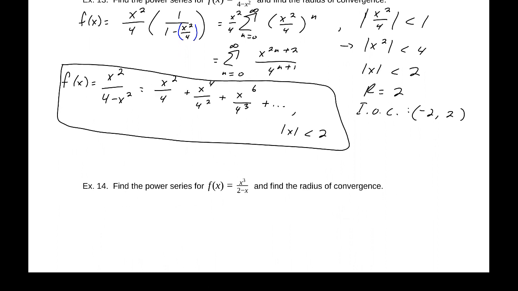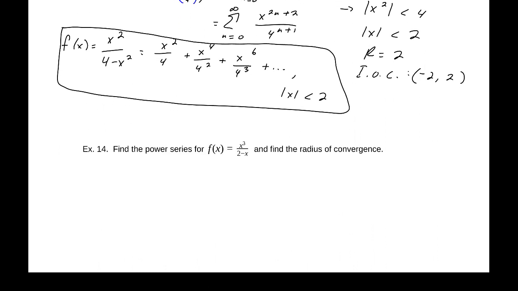Last question that's very similar to this. Find the power series for f of x equals x cubed over 2 minus x. All right, let's begin by rearranging that. We'll factor out an x cubed over 2, because I want it to be a 1 minus something in the denominator and a 1 in the numerator. So if I factor out the 2, that's 1 minus x over 2.